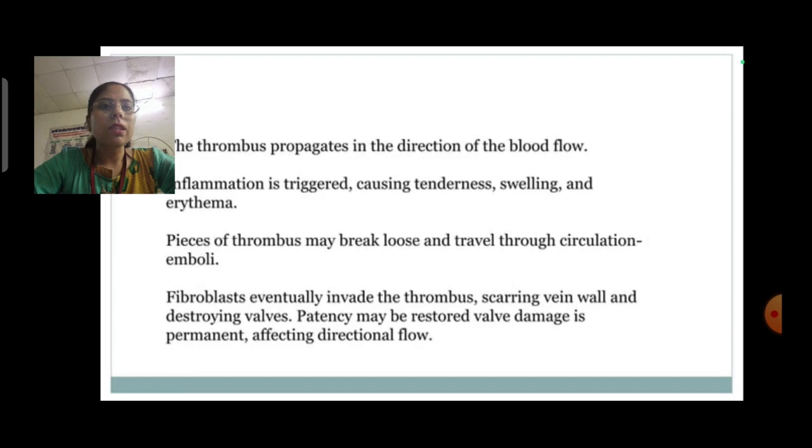Pieces of thrombus may break loose and travel through circulation, known as emboli. Fibroblasts eventually invade the thrombus, scarring the vein wall and destroying the valves. Patency may be restored. Valve damage is permanent, affecting directional flow.